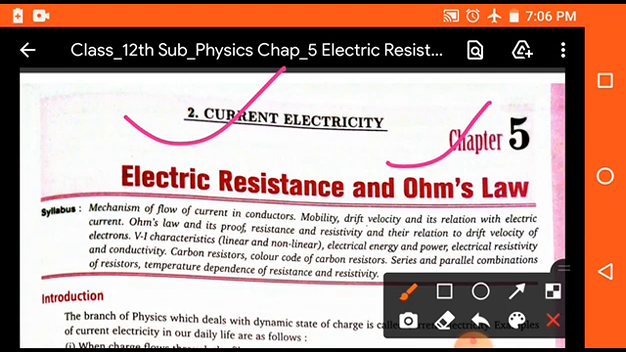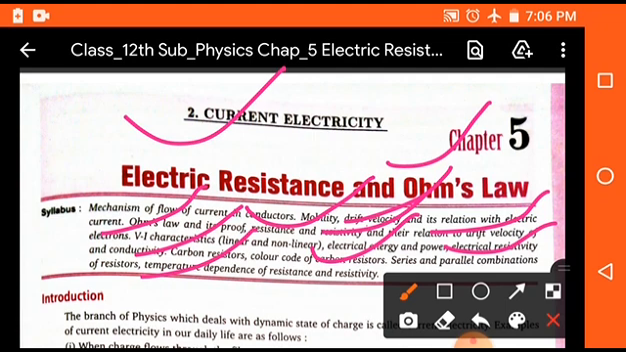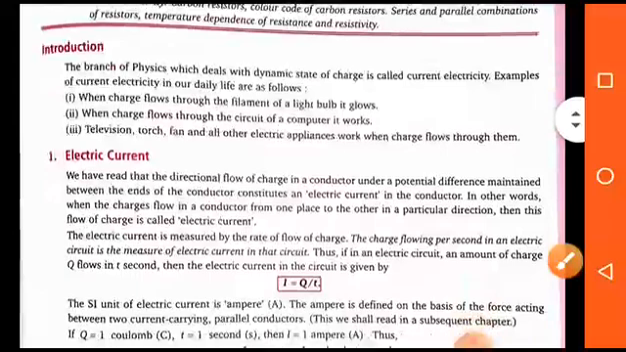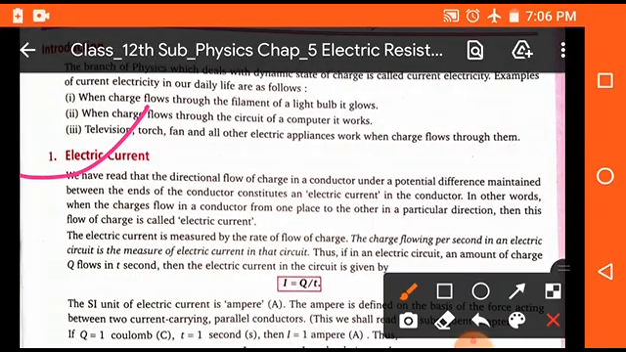So in this chapter we will study some important topics like mobility, drift velocity, Ohm's law and its proving, resistivity, VI characteristics. It means there are some graphs, electrical energy, power, and temperature dependence of resistances and resistivity. So these are the important topics which will be studied in this chapter. Now, the first topic is electric current.